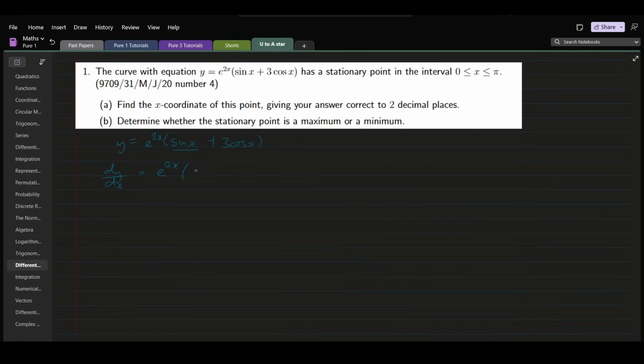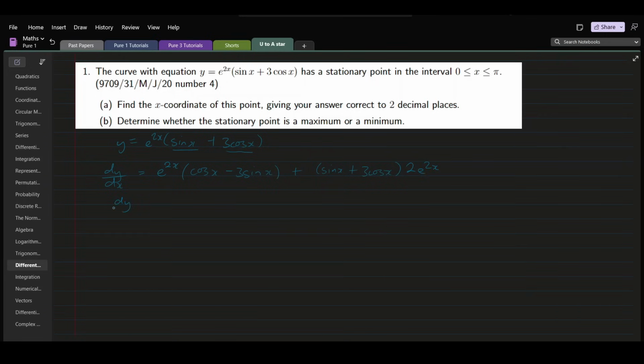If you differentiate sin x, you get cos x. If you differentiate 3 cos x, you get negative 3 sin x. Plus, now let's hold the bracket, that's (sin x + 3 cos x). If you differentiate e^(2x), you get 2e^(2x).